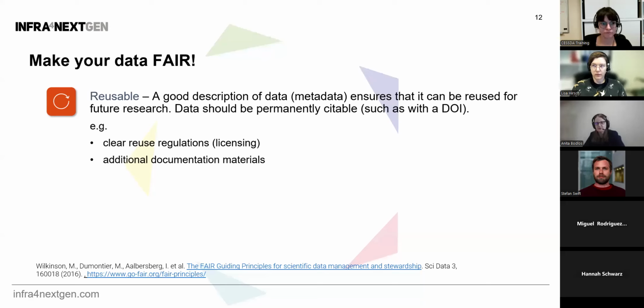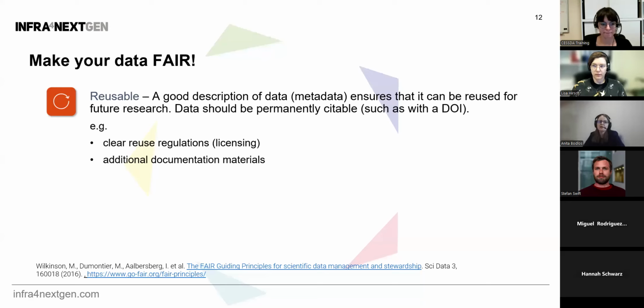Without a license, others are not able to reuse your data unless they explicitly ask for your permission. So it's good to assign appropriate licenses depending on the content of your research data.